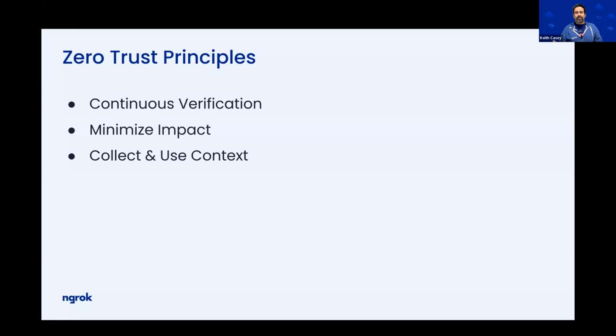We need to understand what's normal on our network, what's normal in our interactions, and how service A uses service B, and how user A uses service B. We need to understand what's normal there. We need to be able to take action as a result of that. But I really want to focus on minimized impact.